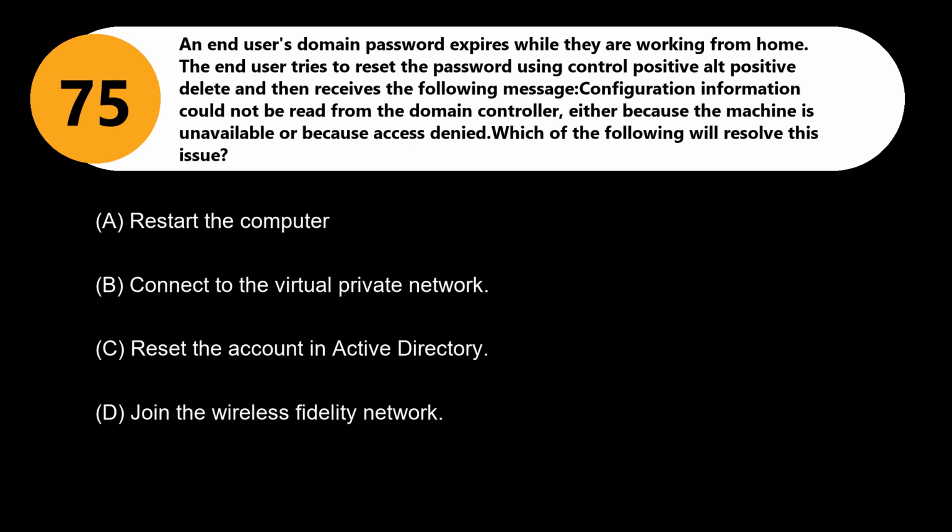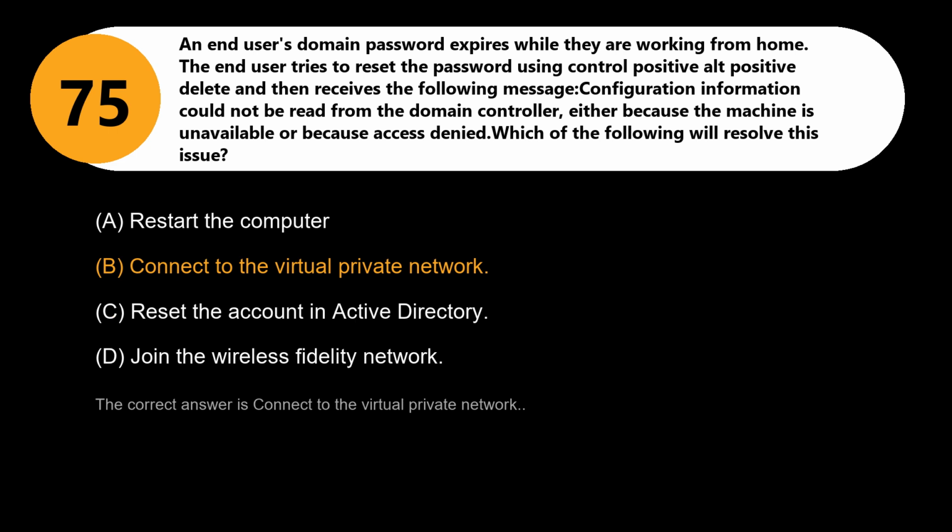Question 75. An end user's domain password expires while they are working from home. The end user tries to reset the password using Ctrl+Alt+Delete and then receives the following message: configuration information could not be read from the domain controller, either because the machine is unavailable or because access denied. Which of the following will resolve this issue? Option A, restart the computer. Option B, connect to the virtual private network. Option C, reset the account in Active Directory. Option D, join the wireless fidelity network. The correct answer is option B, connect to the virtual private network.